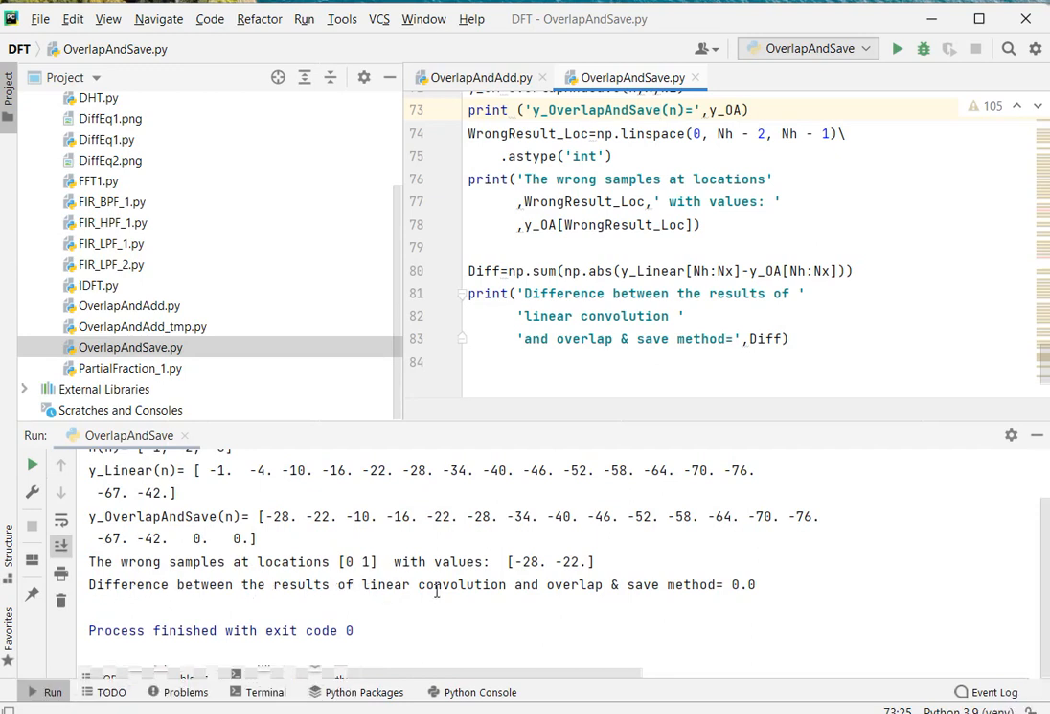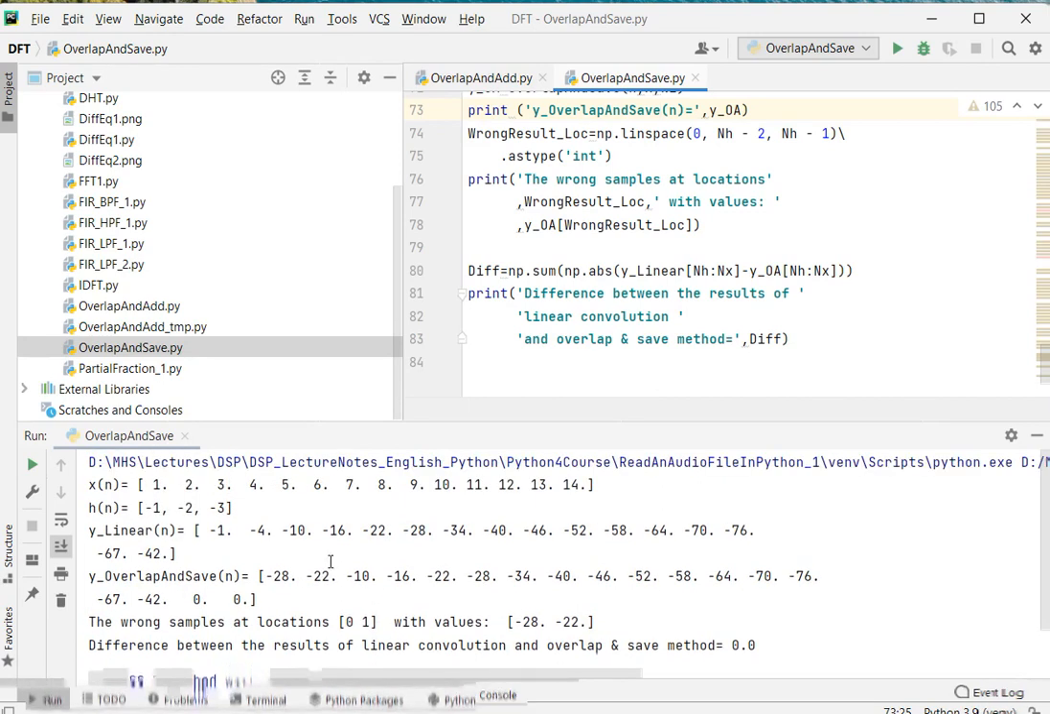The difference between the results of linear convolution and the overlap and save method is 0 for the correct interval, starting from the sample -10 up to, you see here, -67, -42. Here you need to track it. Here you'll find it. Okay?